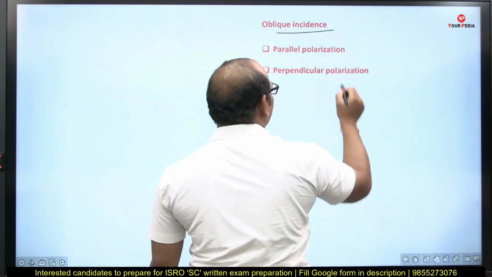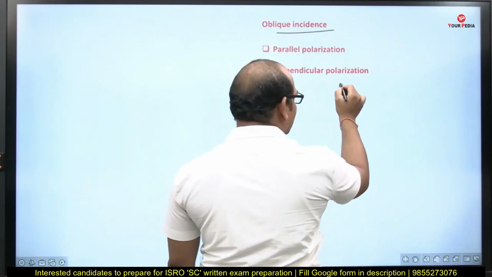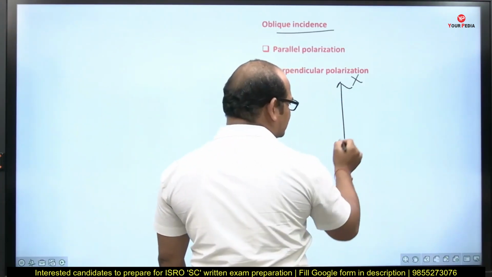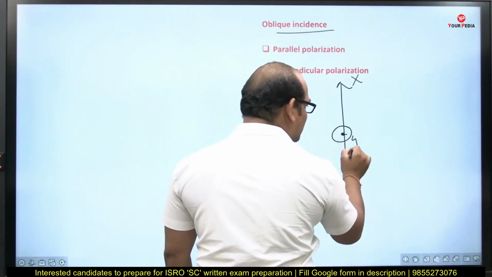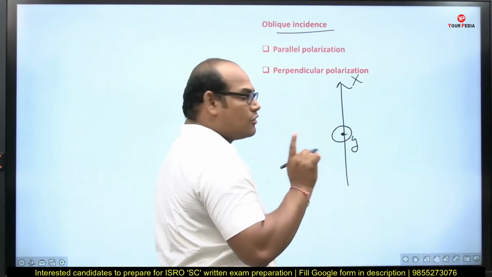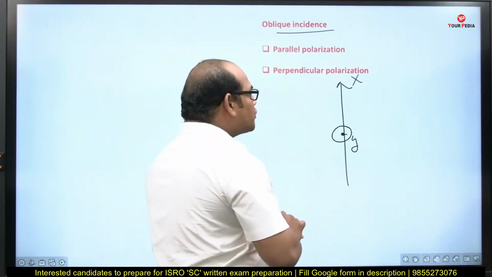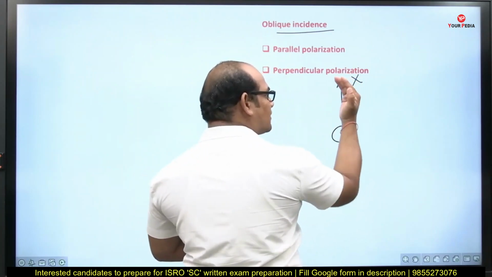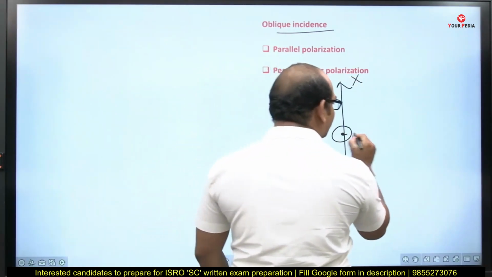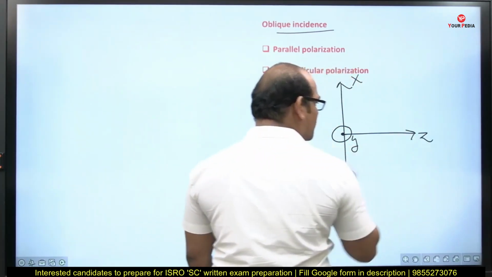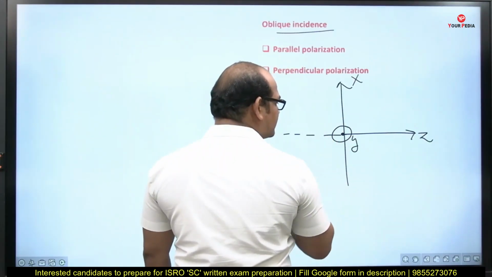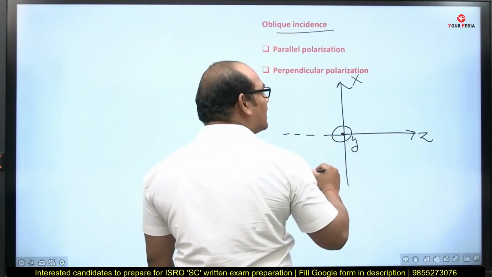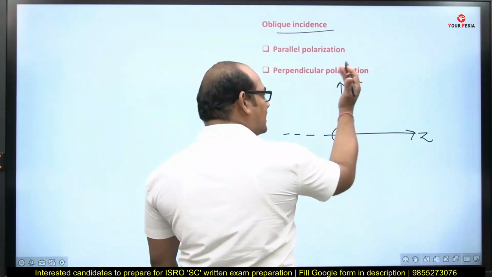But first of all, what oblique incidence means, I have already told in the basics. This is the x-axis, this is the y-axis coming out of the screen. Same structure we are following. So the interface is the xy plane. Normal to the interface is the z-axis. So normal is z and the xy plane is the interface.